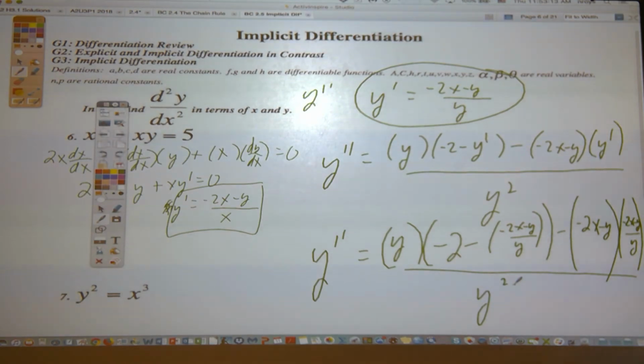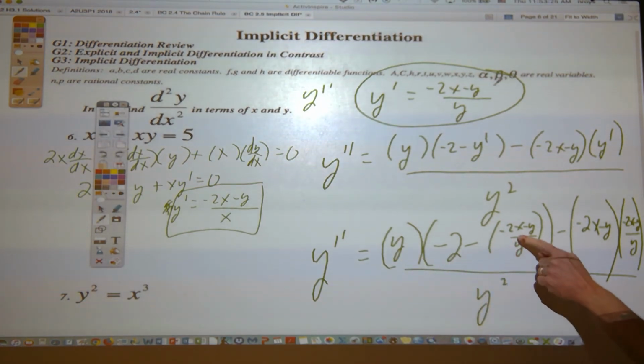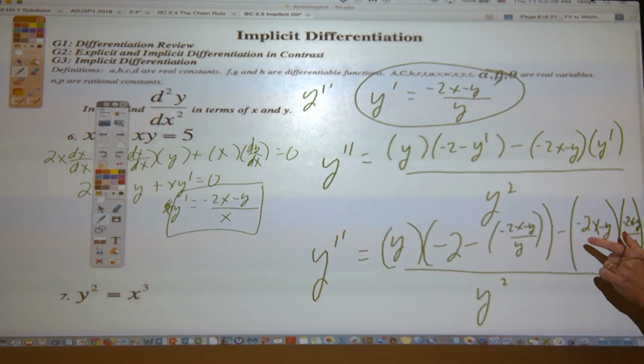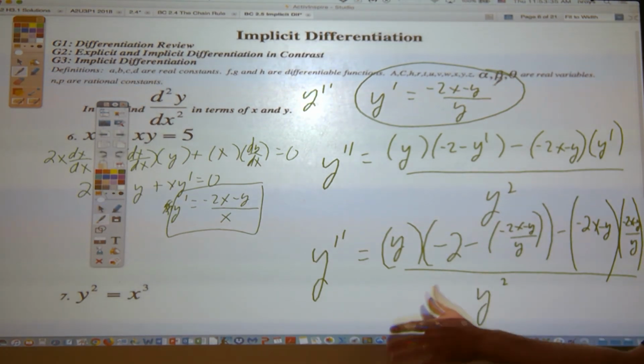So notice both of my y primes got replaced with negative 2x minus y over y. This is really small over here. There's probably no way you can see it on the camera. But I will say it. The final answer is y times the quantity negative 2 minus the quantity negative 2x minus y over y closed quantity minus the quantity negative 2x minus y closed quantity times the y prime again, which is negative 2x minus y all over y, and the whole thing's over y squared.